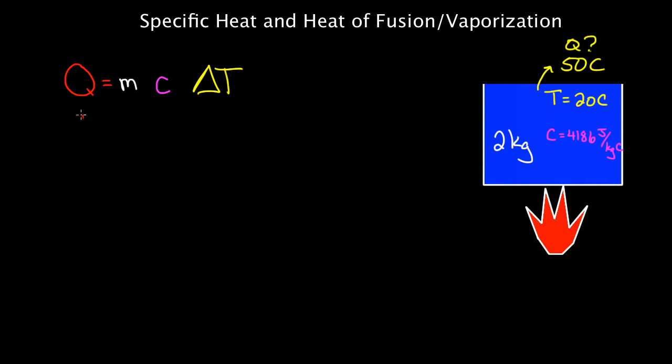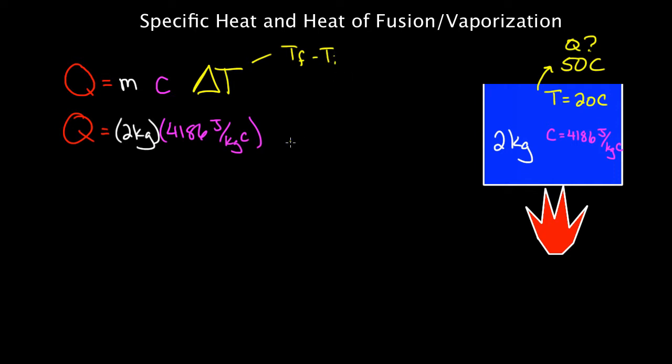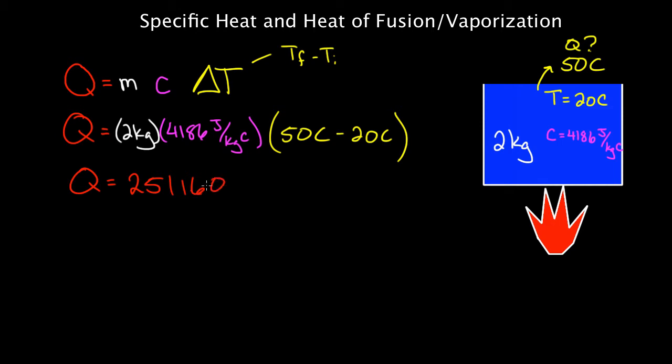Well, we can come over to here. The amount of heat that we're going to need will be, the mass is 2 kilograms, so 2 kilograms, times the specific heat, which is 4,186, times the change in temperature. This really means T final minus T initial. So what's T final going to be? T final is 50 degrees Celsius. That's where we want it to get. Minus the initial, it started at 20 Celsius. And now we can solve this for the amount of heat. And if you multiply all this out, you get 251,160 joules.